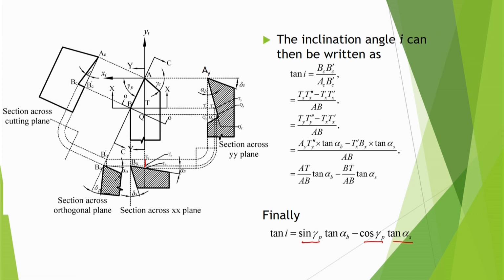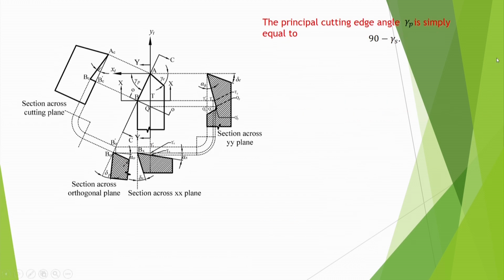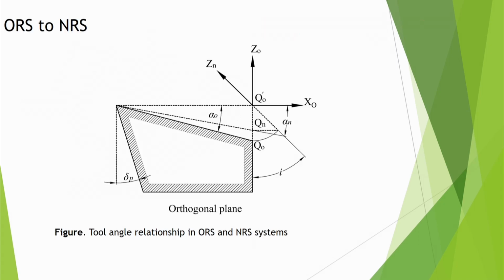Now, the inclination angle relation you have obtained, and the principal cutting edge angle gamma P is very easy, it is simply equal to 90 minus gamma S. So having known this, we have understood how the angles from the AC system are converted to the orthogonal system, or we can also do vice versa. You have already understood these things. Now we are going to talk about going from ORS to NRS. From ORS to NRS, mainly there is a difference of the rake angle. So how will the rake angle differ?